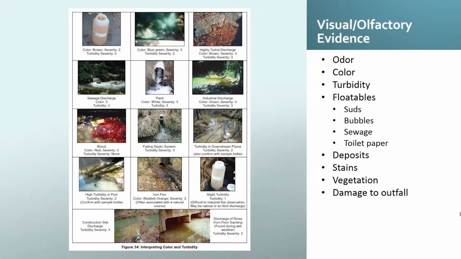You look for deposits at the outfall. Are there stains? Is there excessive or dead vegetation? And is there any damage to the outfall? And these images, it just goes through some of the severity and different examples of color and turbidity, things you may find. It just kind of gives you a point of reference.